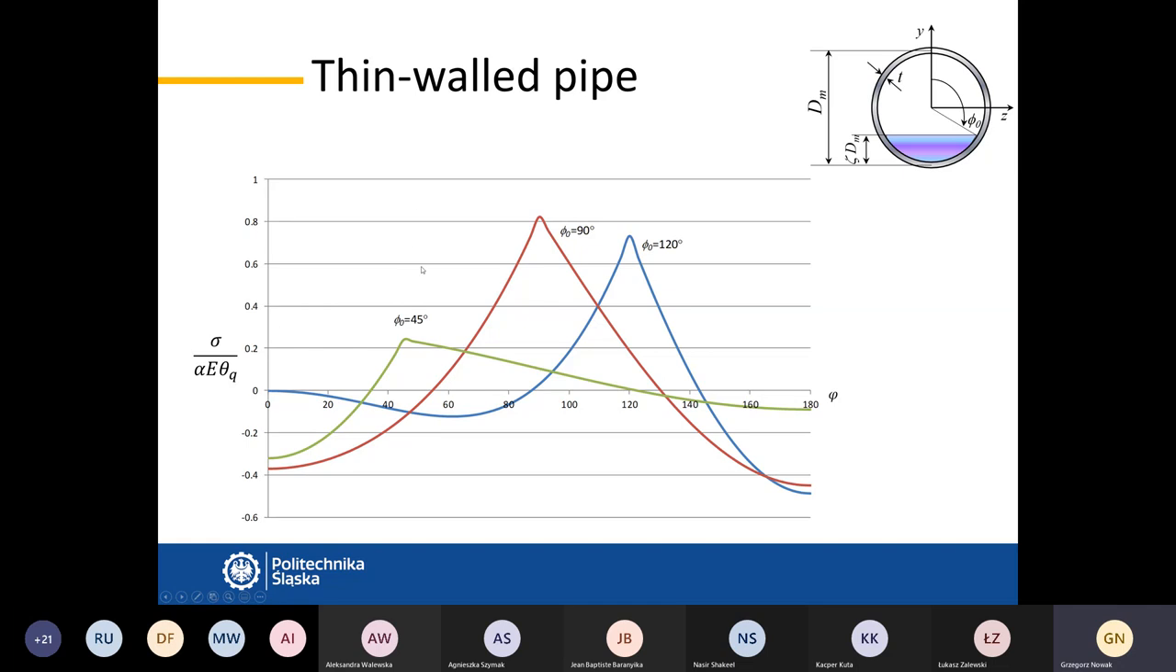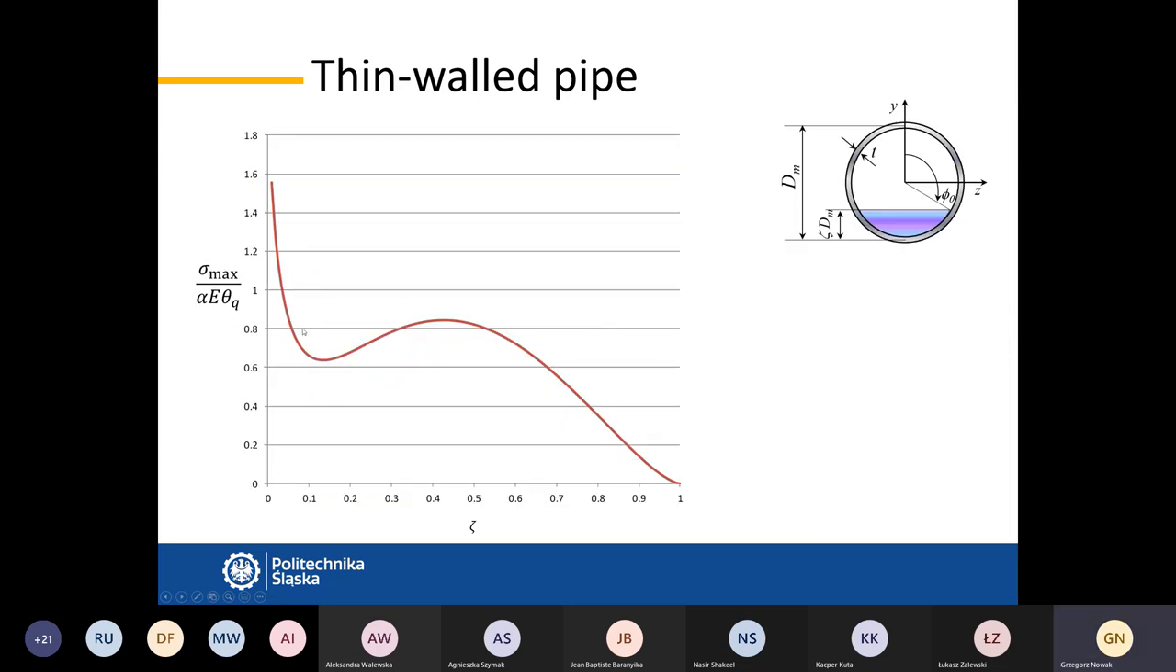So these are only three angles shown, distribution of stresses along the wall here. And you can also observe for a given angle, there is an extreme maximum of stress. And again, if we now combine them together, we will get a distribution of maximum stress. So what would be the maximum stress in a given pipe as a function of the fill parameter? Zero fill parameter means that there is very little liquid. So it was the same as I showed you a minute before. Of course, it was reversed.